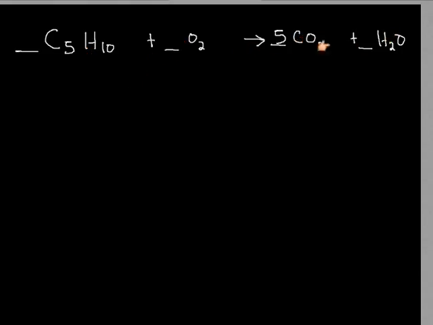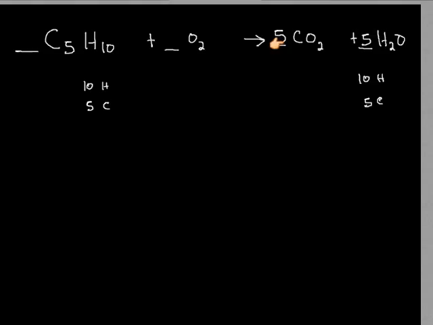Because oxygen is in different places, I'm going to save the oxygen till the very last. I have 10 hydrogen here, and I find that if I put 5 here, I'll end up with 10 hydrogen. So I've got 10 hydrogen on the product side, I have 10 hydrogen on the reactant side, I have 5 moles of carbon on the reactant side, I have 5 moles of carbon on the product side, and let's see what's happening with the oxygen.